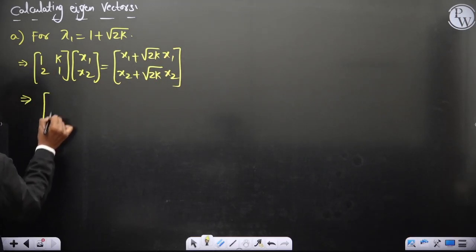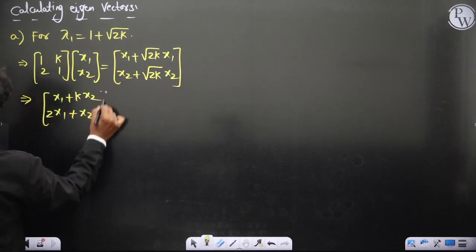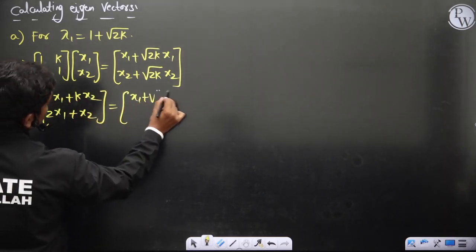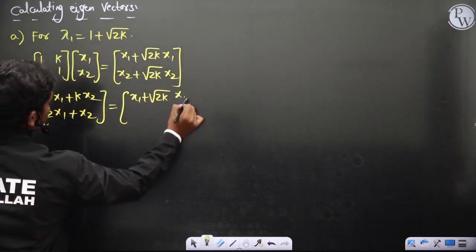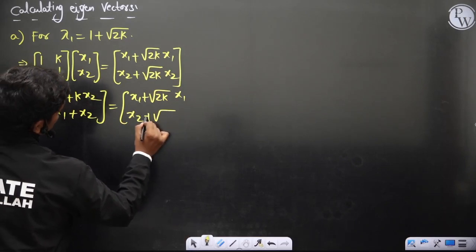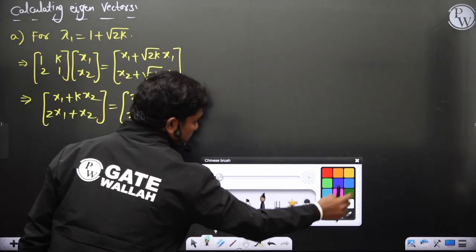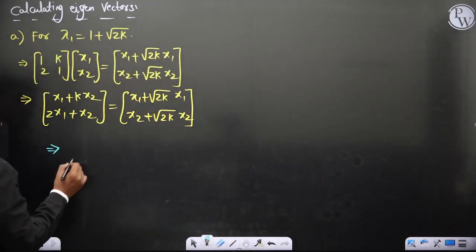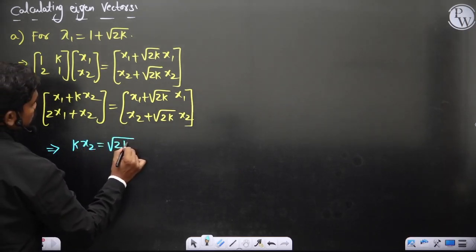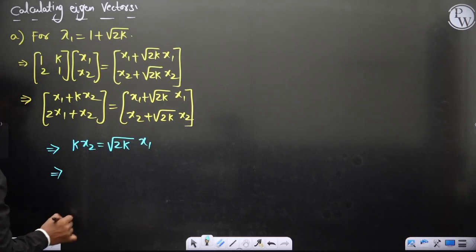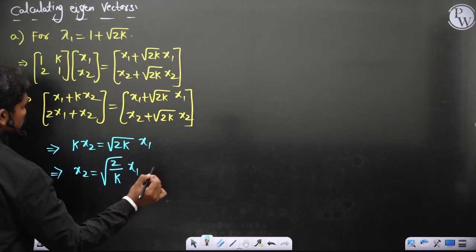So if you simplify this, we have x1 plus k x2, 2 x1 plus x2 is equal to x1 plus root 2k x1, and x2 plus root 2k x2. This is what you have. So upon solving, let's see what you'll get. We have k x2 is equal to root 2k x1. So this ultimately gives you x2 is equal to root (2 by k) x1, of course.